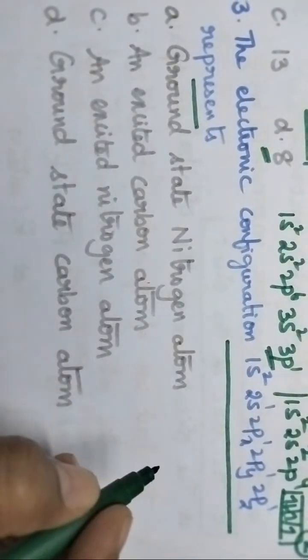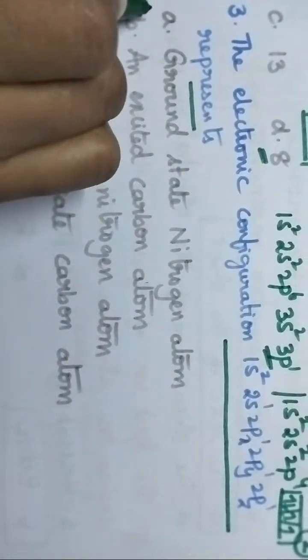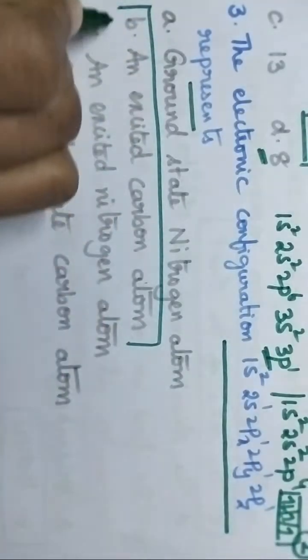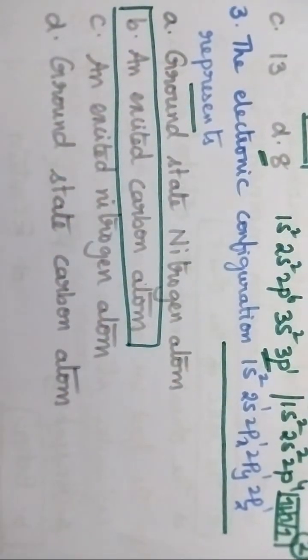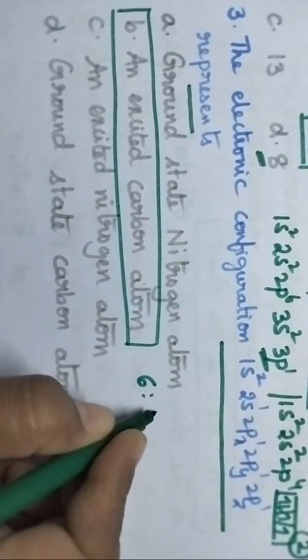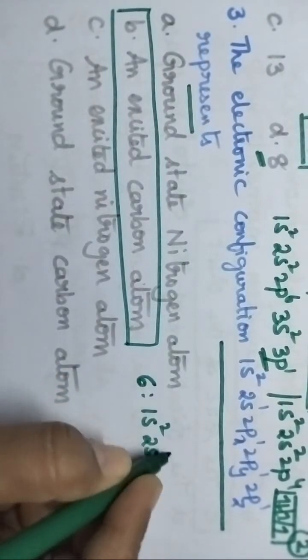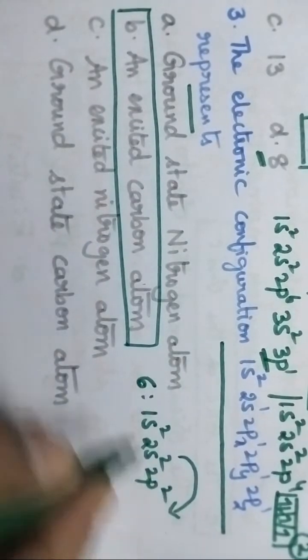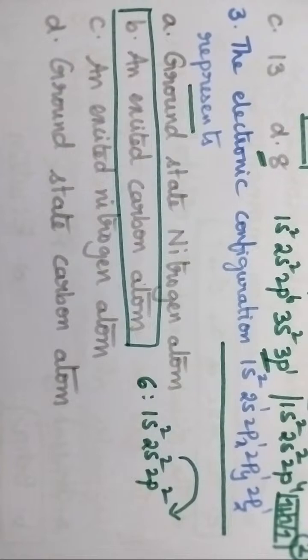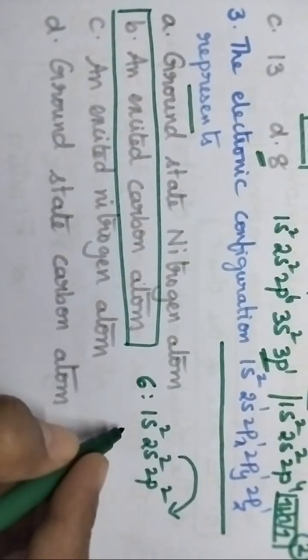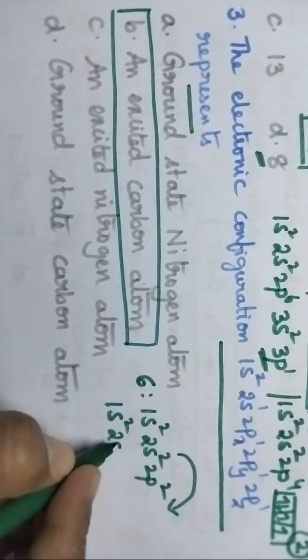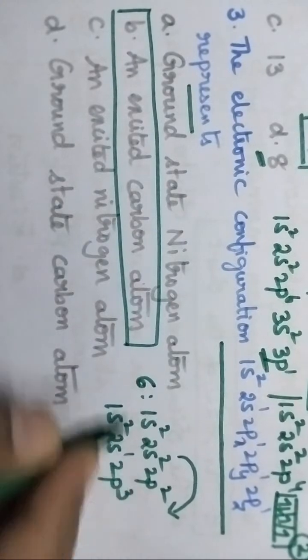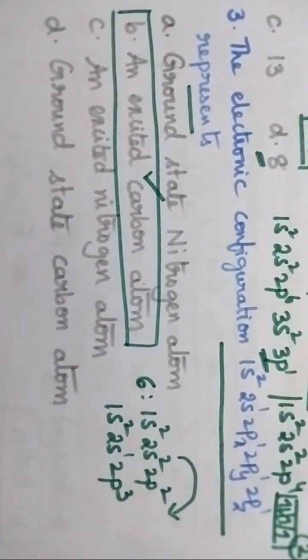Okay, it is the configuration of an excited carbon atom. Actually, the carbon atomic number is 6 and its configuration is 1s2, 2s2, 2p2. But in the excited state, one electron will be transferred into the p orbital. So it becomes 1s2, 2s1, 2p3. So excited carbon atom will have that configuration. So option B is the right answer.